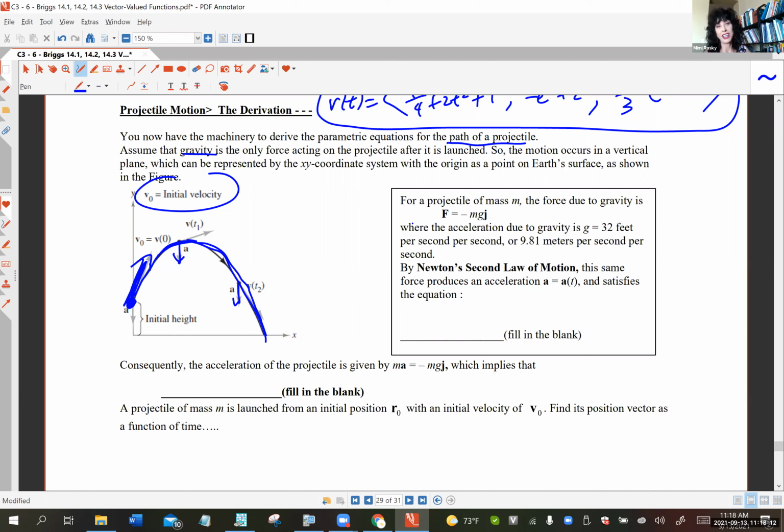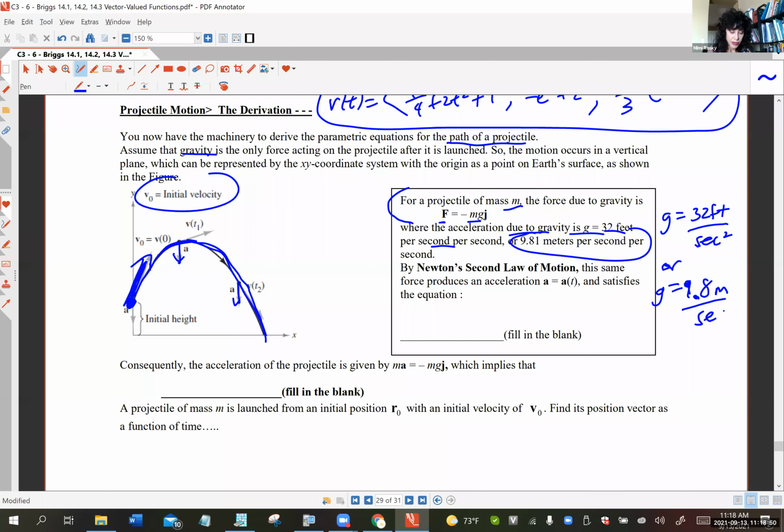And this is a little physics lesson, because our physics folks use this. So when you have a projectile of mass m, the force due to gravity is F equals negative mgj. It's going downward vertically. And the acceleration due to gravity is one of two numbers, depending on which system you're using. If you're using the English system, it's 32 feet per second squared. On the other hand, if you're using the metric system, and I usually round to 9.8 myself, it's 9.8 meters per second squared.